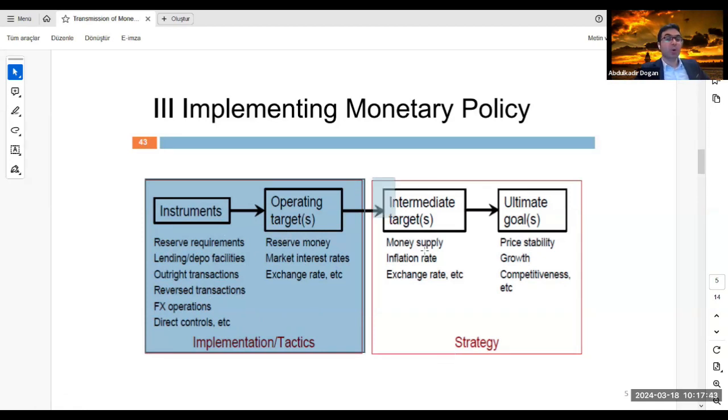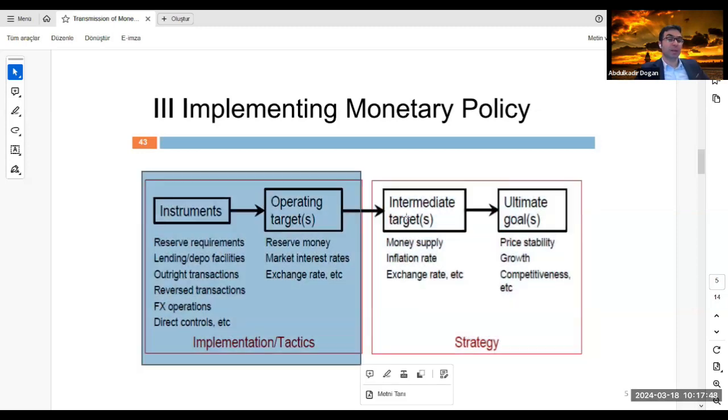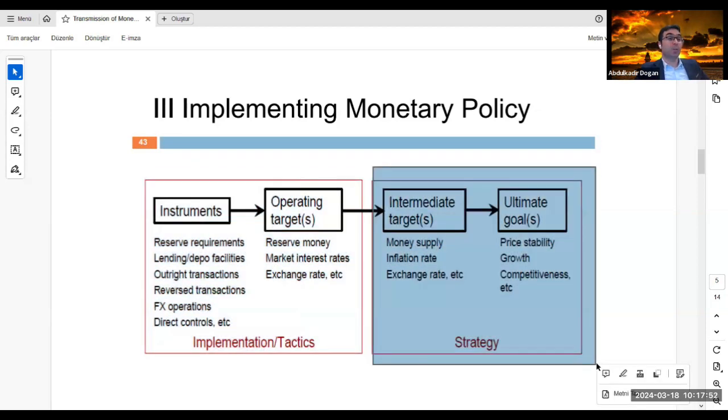And now on the left-hand side, we have the tools of the central bank. And on the right-hand side, we have the targets of the central bank. What is my target? I generally have the ultimate goal. Okay, all central banks have an ultimate goal in their operation. For instance, for the European Central Bank and the Turkish Central Bank, when you enter the website of the central bank, this is written.